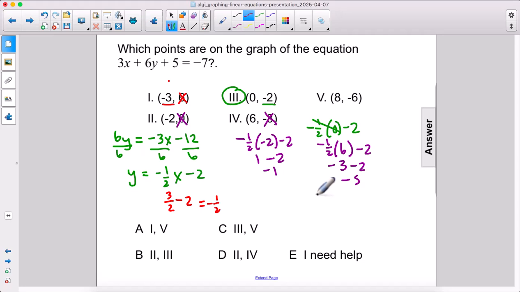Finally, we have 8. So -1/2 times 8 minus 2. That's -4 minus 2 is -6. That is the y coordinate. Therefore, the answer is points 3 and 5, C.